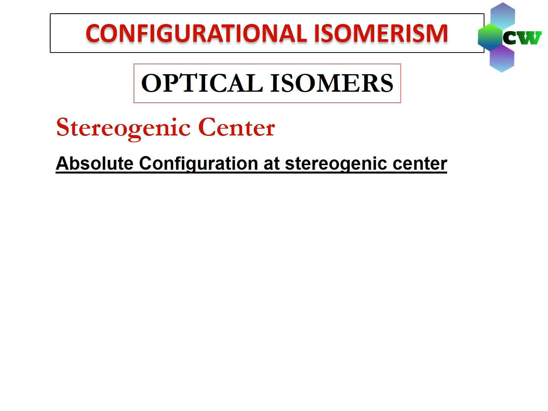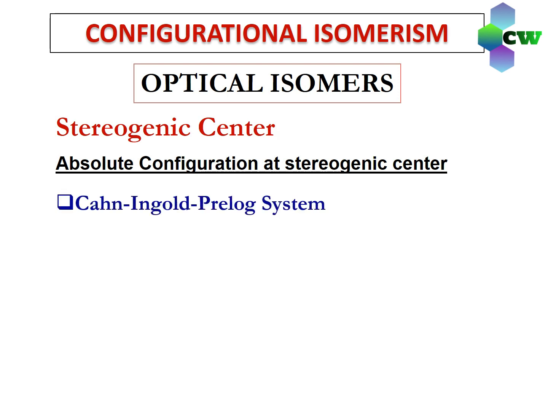A stereogenic center is a carbon atom or a center within the molecule that has different groups attached to it. So if it is a carbon atom, then it must have 4 different groups attached to it, so as to be a stereogenic center. And we're going to find out the absolute configuration at stereogenic centers in the molecule.